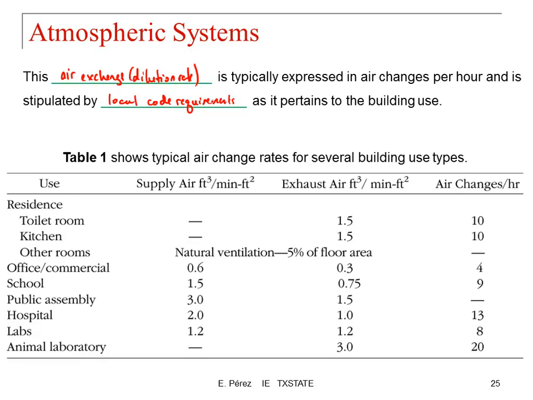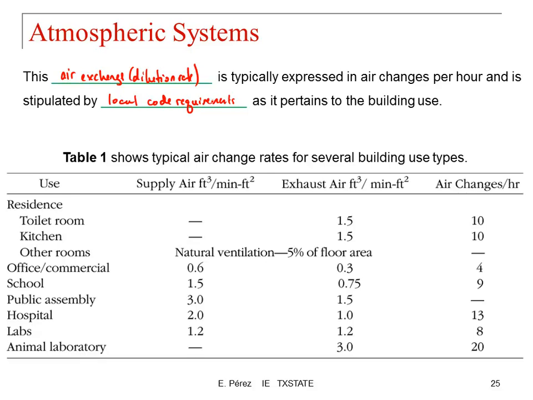So here are some examples for some types of buildings, including the residence and some of the rooms of the house. We have some type of exhaust systems for those areas, including the restrooms and the kitchen. That's where you see those fans most of the time, and that's the reason why. For office and commercial, you also have some minimum requirements that you need to satisfy: schools, public assembly, hospitals, and so on.